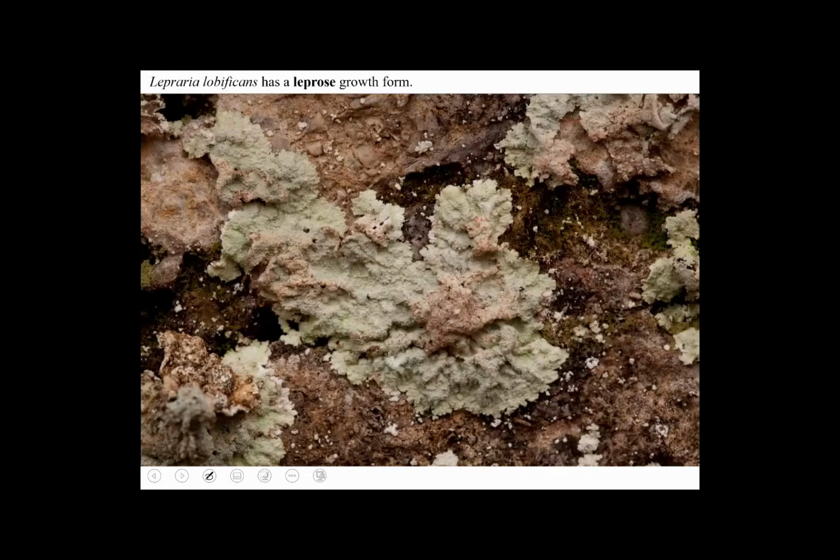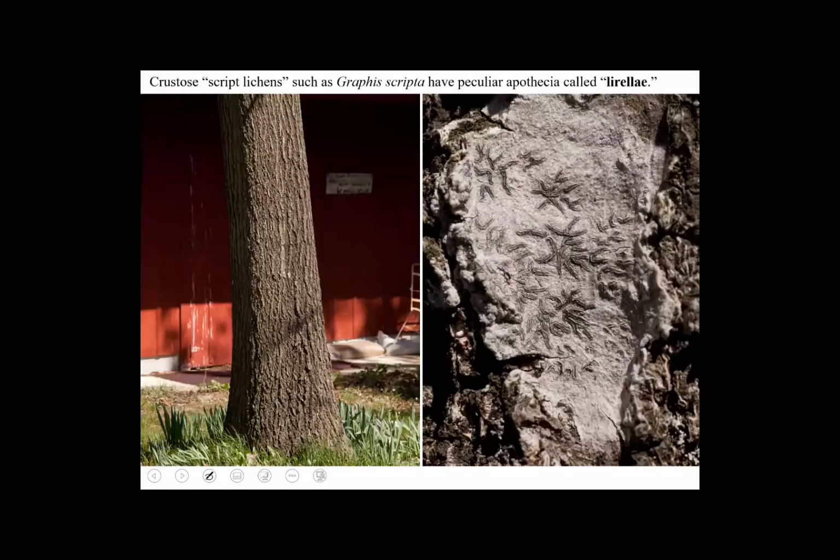This is a kind of lichen that looks almost like just soredia. It's called the dust lichen. It's in the genus Lepraria, and there are a number of different species. And basically, lichens, you recall, sometimes reproduce asexually by producing powdery soredia. Dust lichens are like all soredia and no thallus. This is called a leprose growth form.